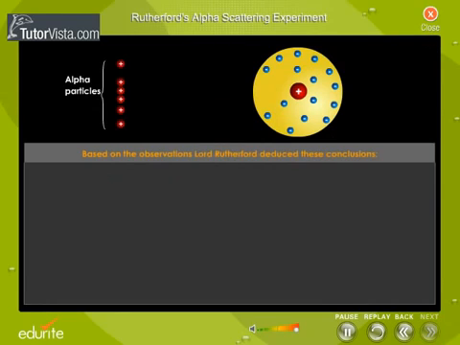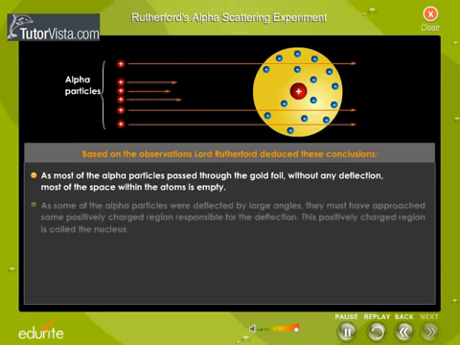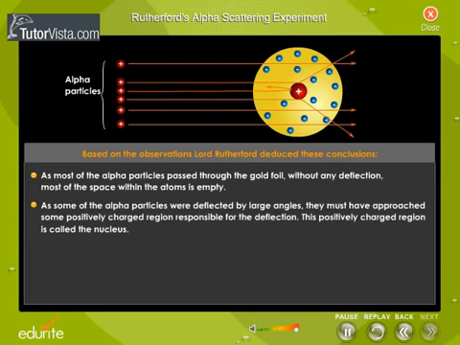Based on the observations, Lord Rutherford deduced these conclusions. As most of the alpha particles pass through the gold foil without any deflection, most of the space within the atoms is empty. As some of the alpha particles were deflected by large angles, they must have approached some positively charged region responsible for the deflection.